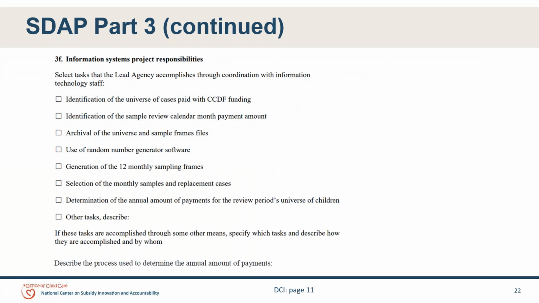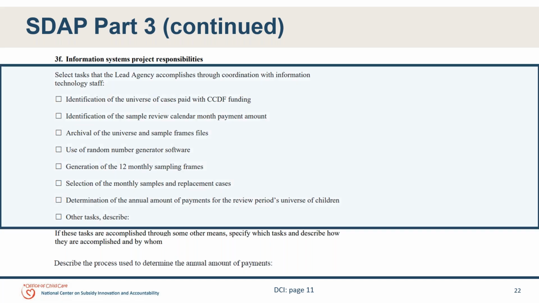And in 3F, we ask about your information systems project responsibilities. There's a list of tasks, and you'll check off those that you accomplish in partnership with IT systems and staff. If there's anything else you would like to highlight that's not included on this list, you can check that others box at the end and describe.